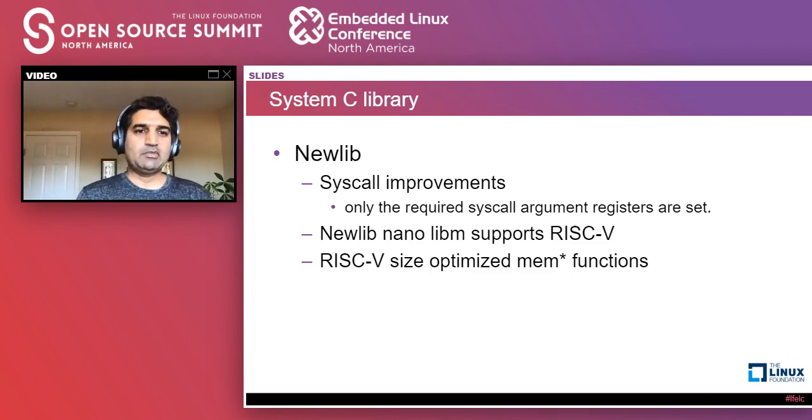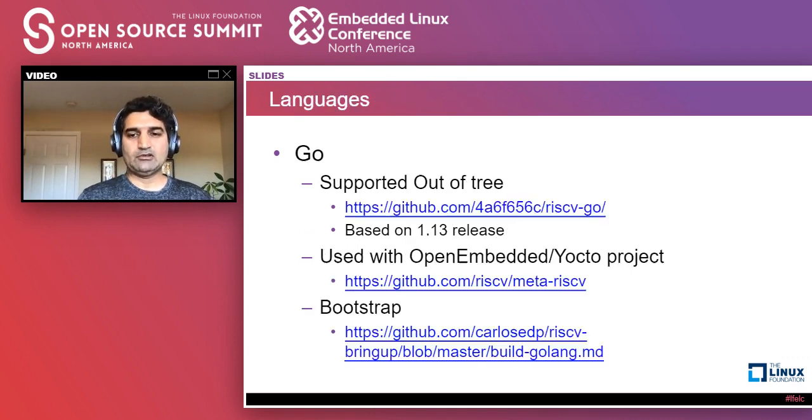Newlib, which is the embedded C library, used primarily in bare metal standalone applications. There has been syscall implementation in there, and there's libm support that is now available for RISC-V called newlib nano, and new size optimized memory functions have been added for RISC-V as well. So if you're using newlib in embedded targets, these are great improvements to the system C library, newlib that is.